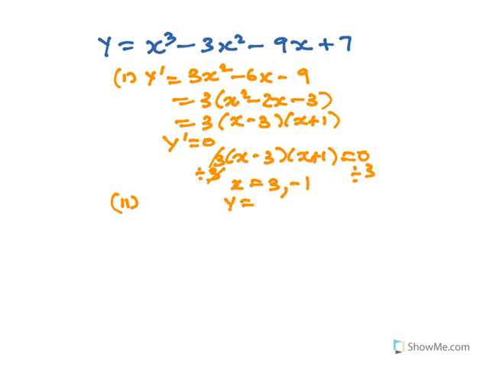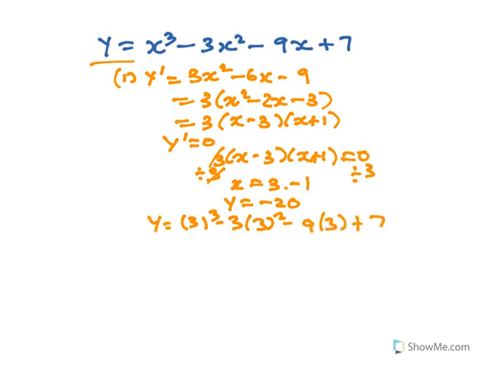You then need to find your y value, so you put the 3 back into the original curve, and you get minus 20. So that's putting it into this original one here: 3 cubed minus 3 times 3 squared minus 9 times 3 plus 7. Okay, and then you get x equals minus 1, and you put that into the original curve, and you end up with 12. So you have the two points, 3, minus 20, and minus 1, 12.